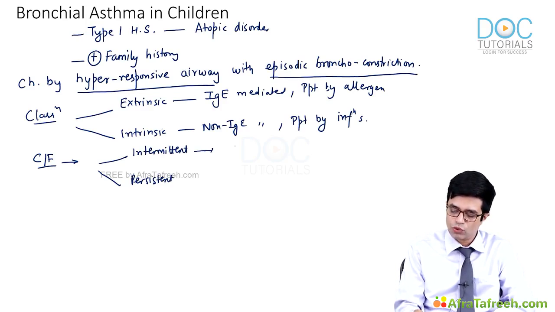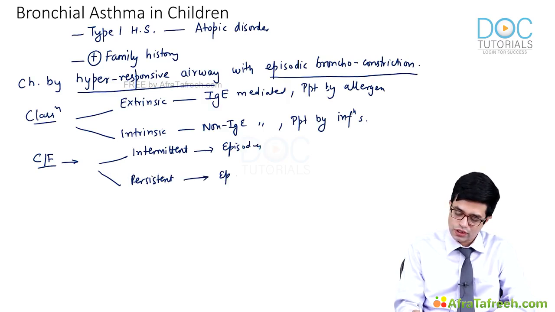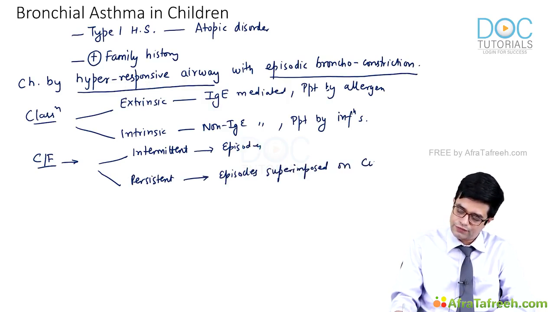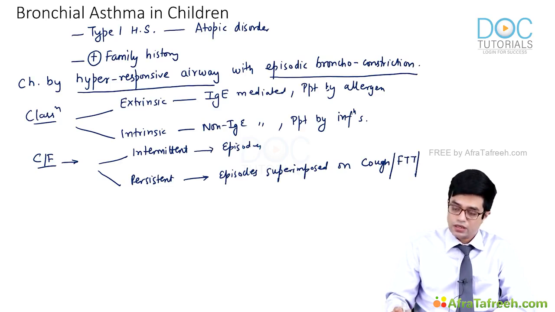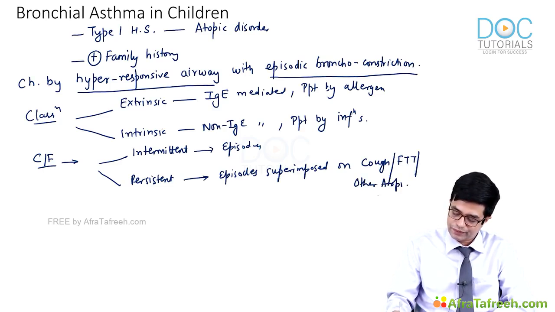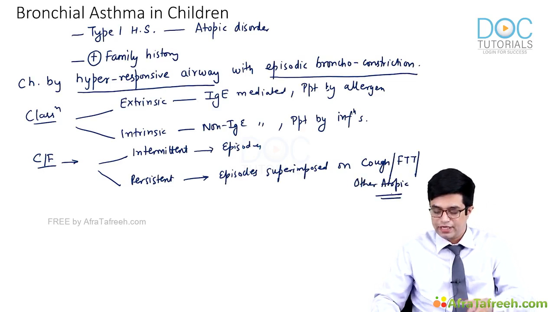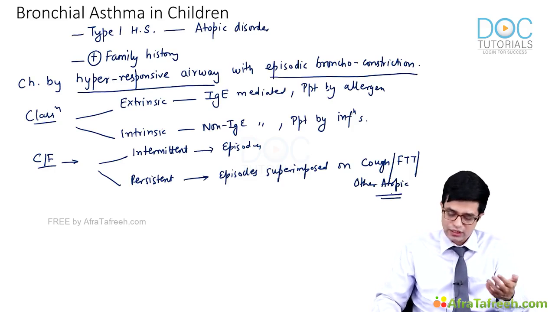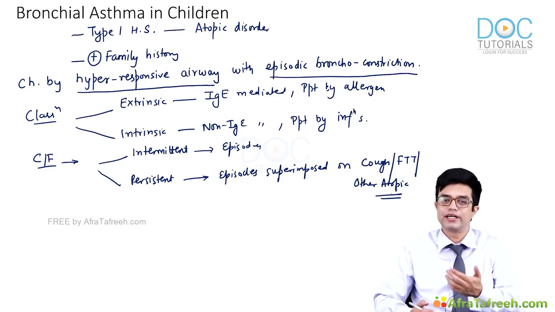Intermittent asthma will have only occasional episodes, whereas persistent asthma will have episodes superimposed on other findings like cough, failure to thrive, and other atopic manifestations, which may or may not be there. Intermittent asthma is usually a mild asthma. Persistent asthma can be mild, moderate, and severe.